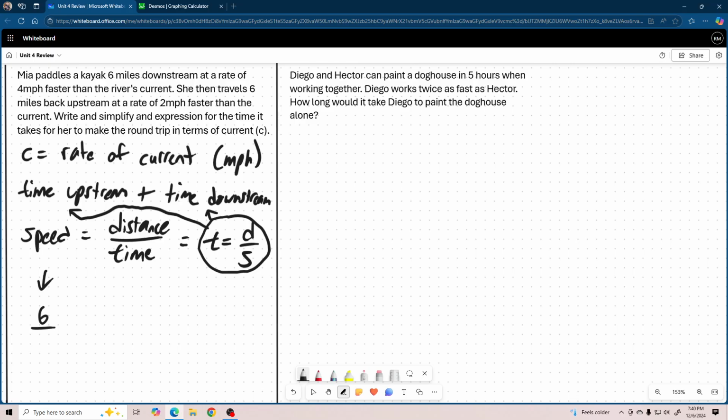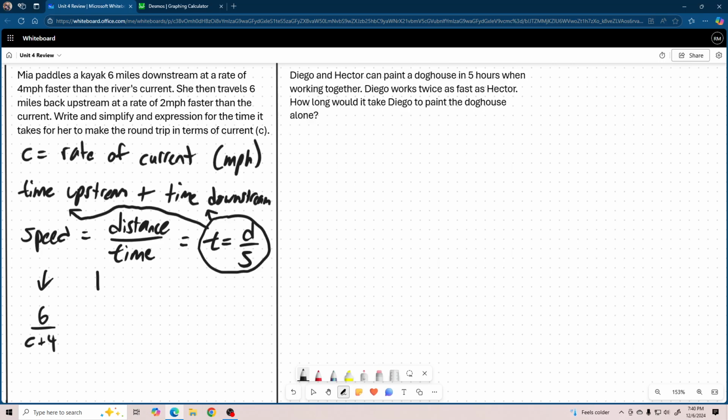Well, if you're going downstream, if she's paddling at 4 miles an hour, that's in addition to the rate of the current, right? Because the current would be pulling her downstream with her. So the rate of the current, which is c, is going to be added to her rate, which we said is 4. So the entire denominator, our entire speed here, is going to be c plus 4 miles an hour.